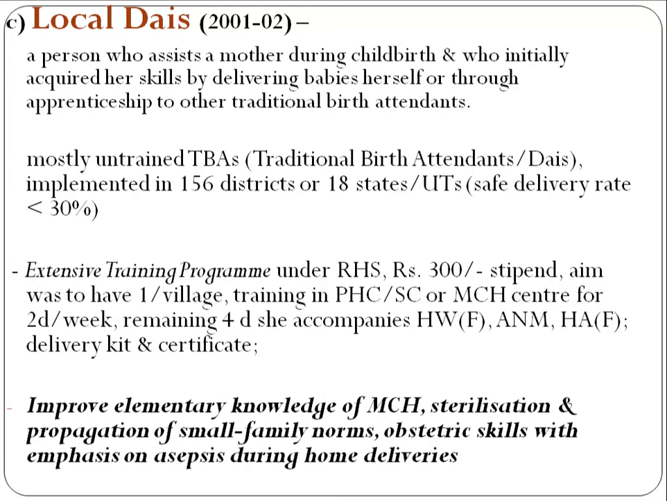So therefore, you have to define who is the trained DAI. The scheme was started in 2001-2002. Before that also DAIs existed, but they were not trained. They were actually just handing down the skills from generation to generation. The government thought, let us formalize their training. Let us give them extensive training under the rural health scheme. They are given rupees 300 as stipend, and the aim is to have one DAI per village, or at least one DAI per village. There could be more.